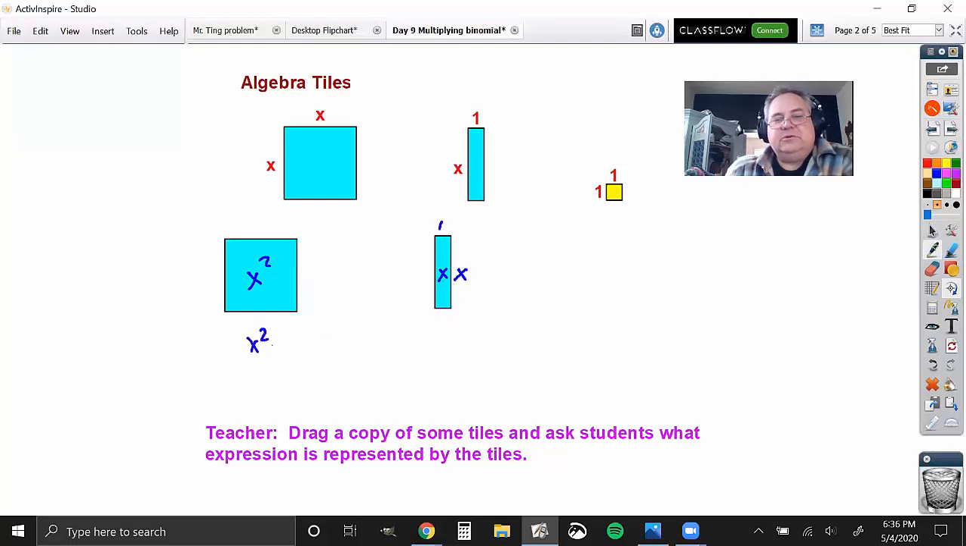So here's my x squared tile. Here's my x tile. And then we had the unit tile, this one right here. This is 1 by 1, so this is my unit tile.